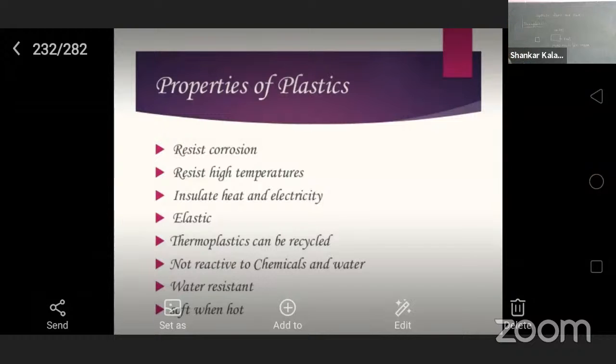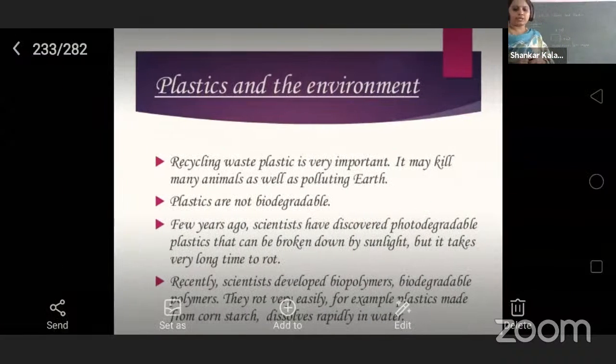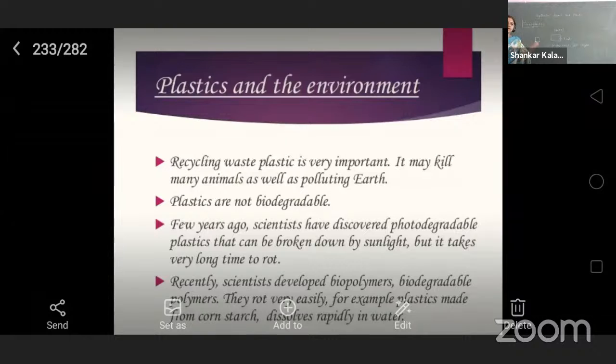Yes, students, do you know the properties of plastics? Yes, ma'am. Okay. The next one is plastics and the environment. We have discussed cleaning of the environment, and those things are good for the environment. Now, how about plastics and the environment?